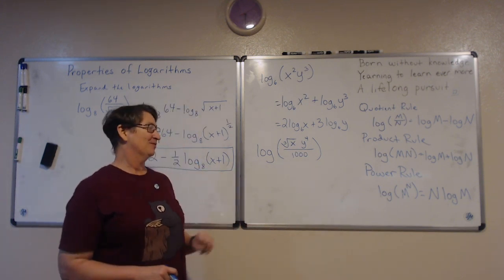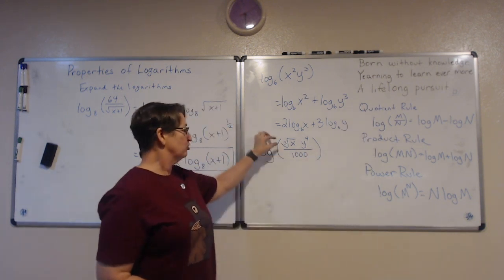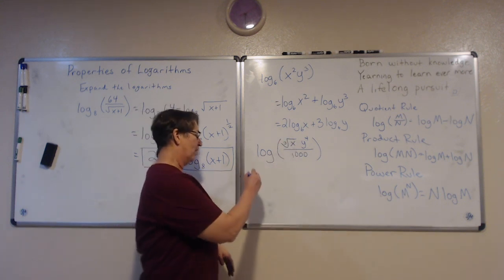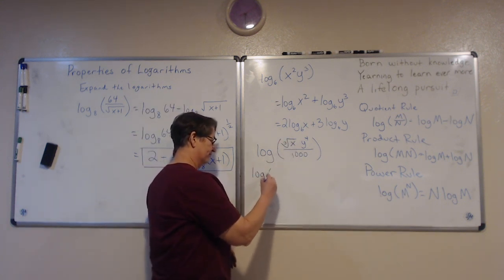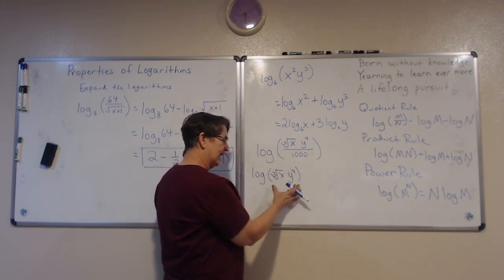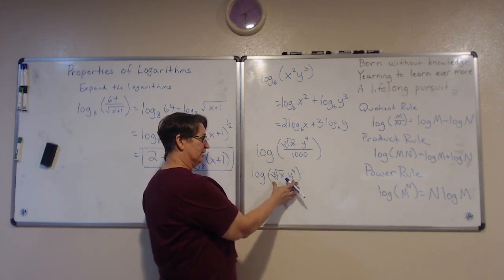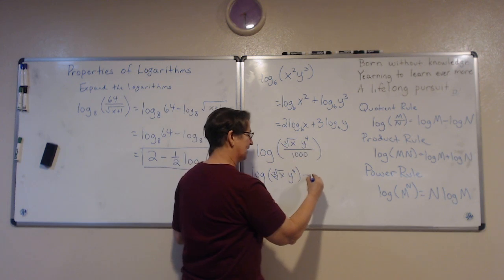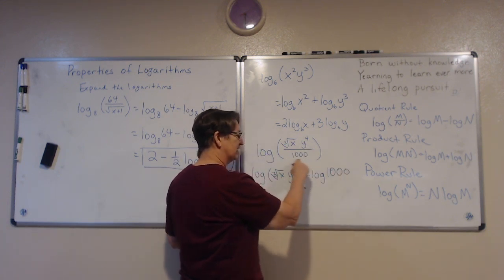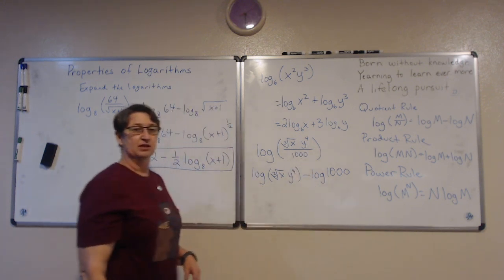You got this. Okay, first thing we look for is the quotient rule. This time I have a quotient. I have a numerator divided by a denominator. So I'm going to do log of the top. Again, those parentheses here are important. The whole thing's in the argument. Log of the top minus log of the bottom. So anything in my denominator is going to end up with a minus in front of it.